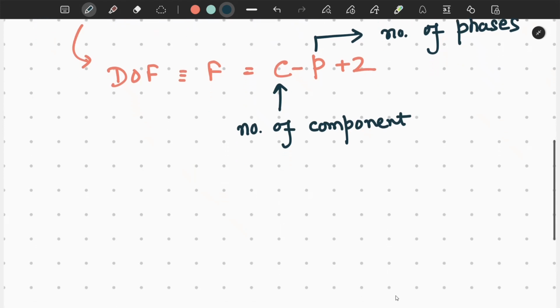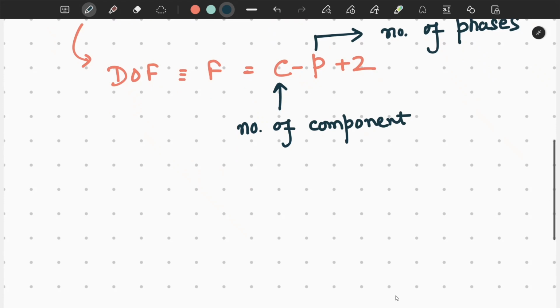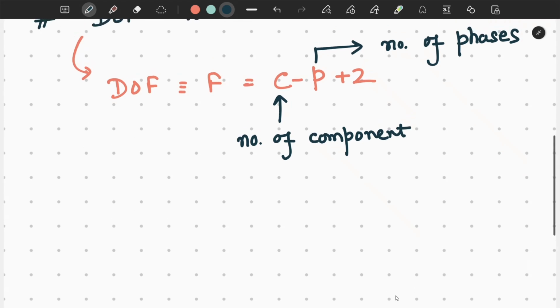So, what is the phases? Phase means you can differentiate phases by physical understanding, by seeing, by physical experiment. These are called phases, like liquid, solid, vapor. In upcoming examples, we will see. While solving various examples, it will be clear. But what is a component? This is not very easy actually.